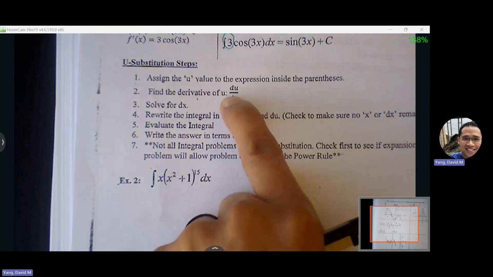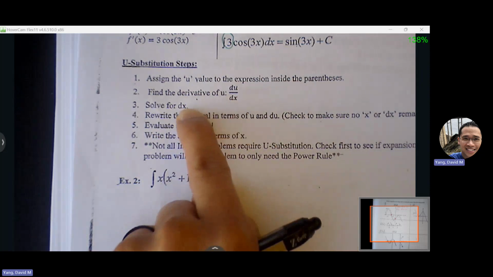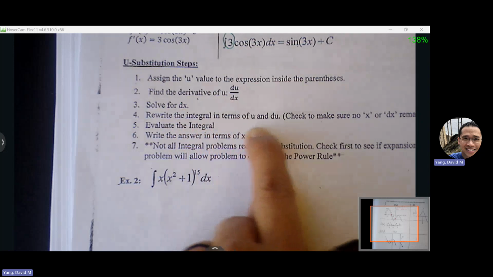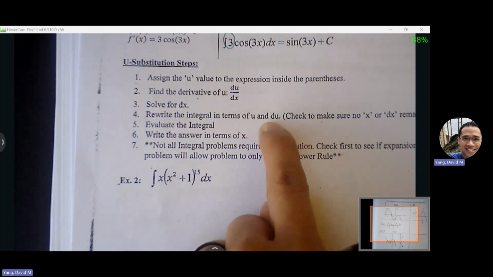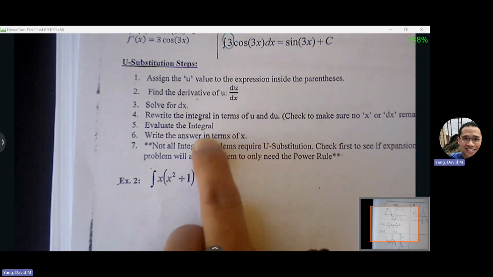We want to find the derivative of u, so du over dx. We're trying to get everything in terms of u. Once we do that, then we should have an easier problem. Once you have an easier problem, we can make that match with the rule that we have available to us. Then we take the antiderivative. Then we bring our answer back in terms of x.